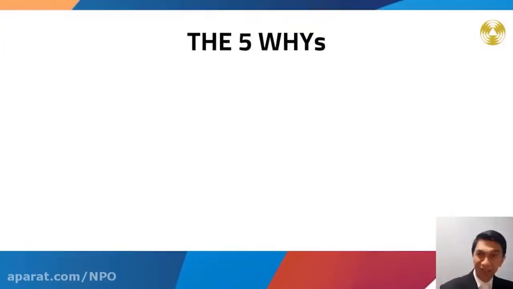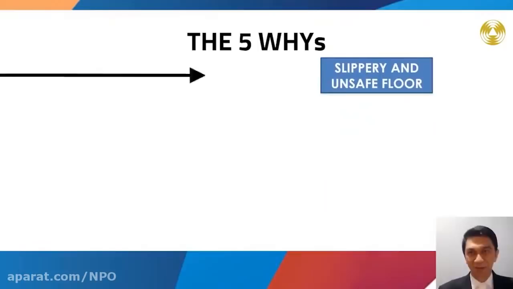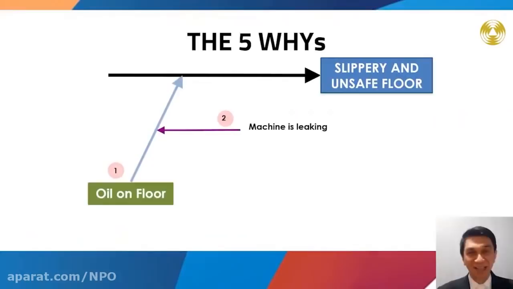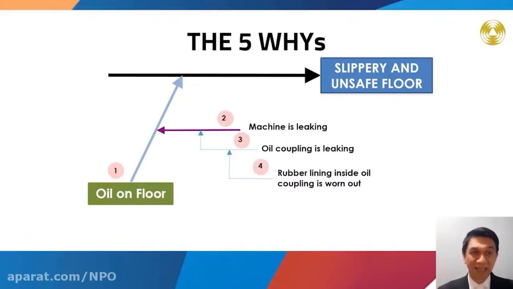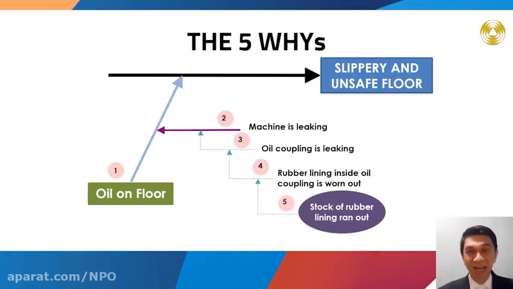Problem: slippery or unsafe floor. Why? Because there's oil on the floor. Why? Because the machine is leaking. Why is the machine leaking? The oil coupling of the machine is leaking. Why is the oil coupling leaking? Because the rubber lining inside the oil coupling is already worn out. Why is the rubber lining worn out? Finally, the stock of rubber lining ran out. There is no more store stock, so they were not able to replace the rubber lining. That caused eventually slippery or unsafe floor.